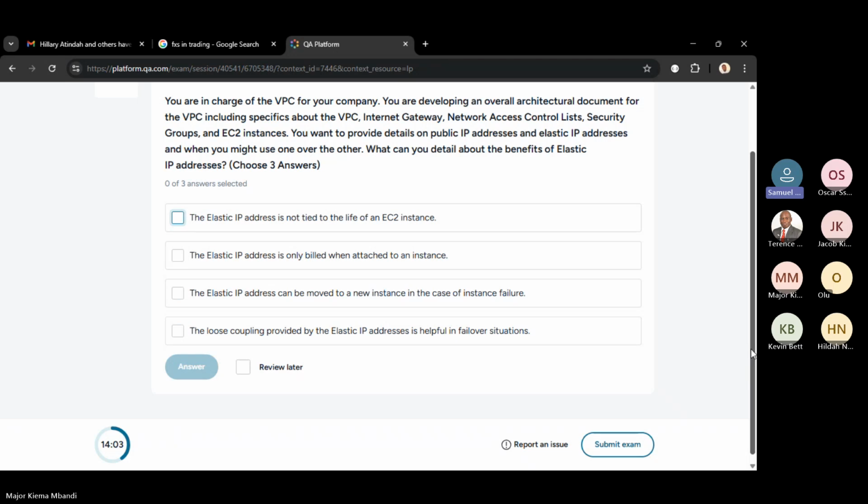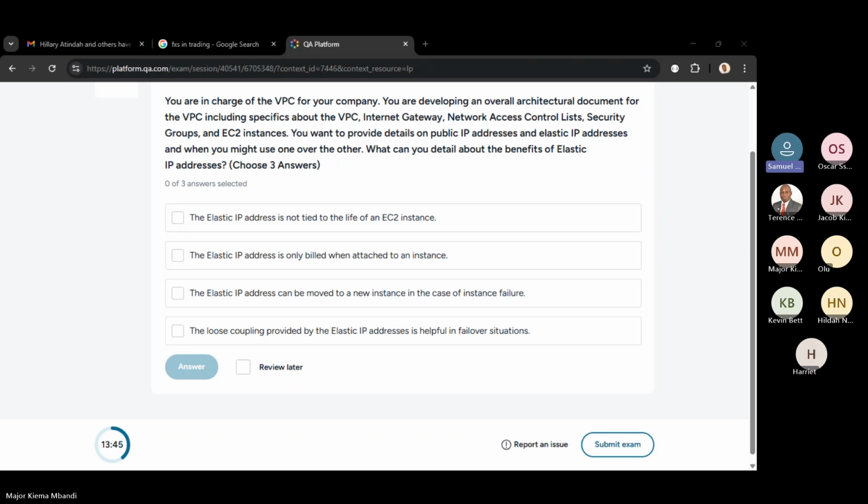Choose 3. A. The elastic IP address is not tied to the life of an EC2 instance. B. The elastic IP address is only billed when attached to an instance. C. The elastic IP address can be moved to a new instance in the case of an instance failure. D. The loose coupling provided by the elastic IP address is helpful in failover situations.